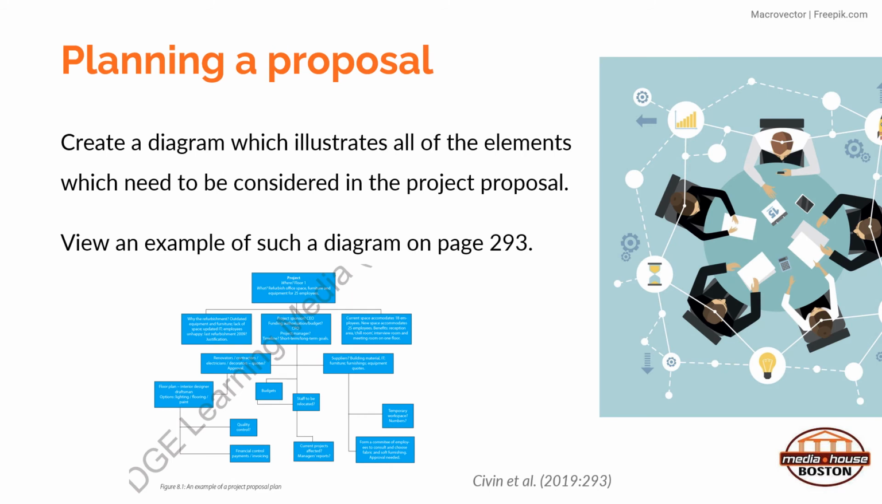So before you start drafting it, you need to plan your proposal. You can create a diagram which illustrates all of the elements which need to be considered in the project proposal. There is an example of that on page 293, and there's a little screenshot there of the example project proposal plan. Using a diagram really captures the complexity of a lot of projects rather than just going through a list, because it's often not as simple as a linear step 1, step 2, step 3. There are overlapping steps, and a diagram can really help you capture that complexity.